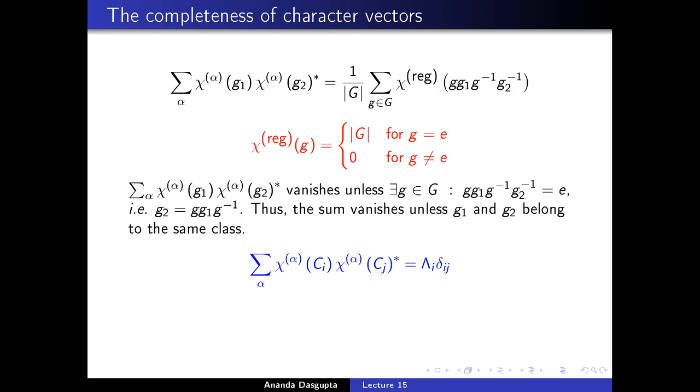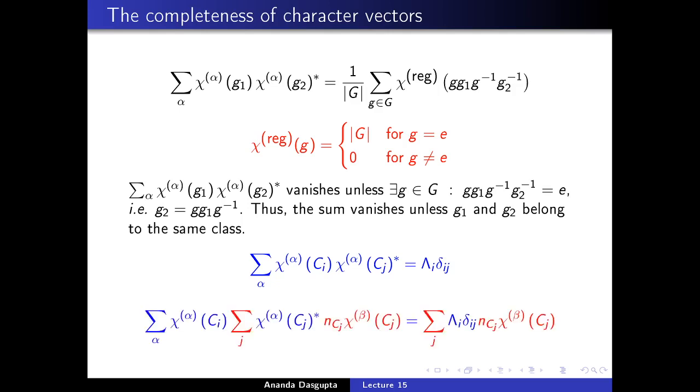We will do it in another way simply because we have access to the character orthogonality theorem and we can simply apply it to find out lambda i by using the character orthogonality theorem in this particular sum. The way to do that would be simply this. You multiply both sides by the term written in red, that is n Cj, the number of elements in the class Cj, times chi beta Cj, where beta is some irrep.